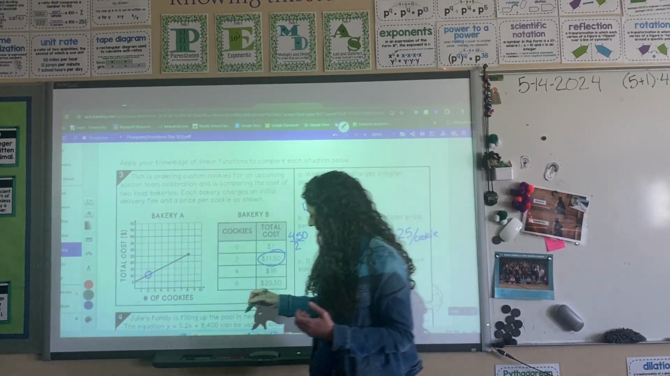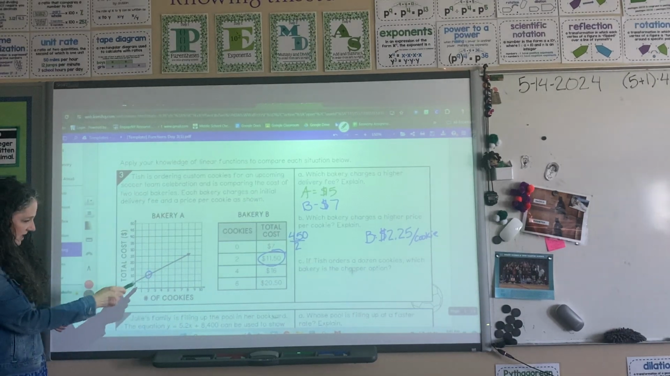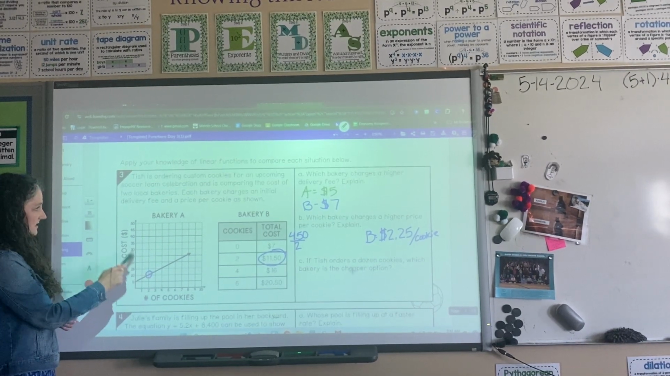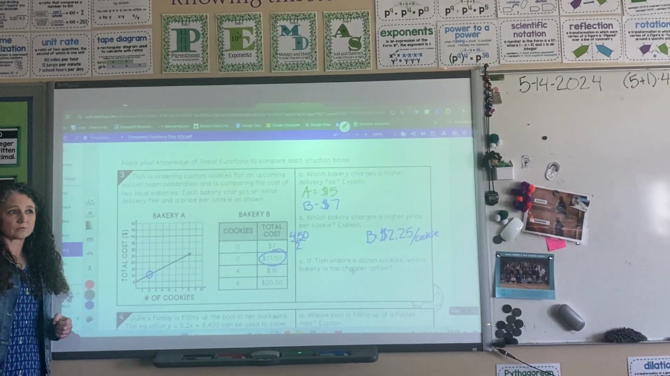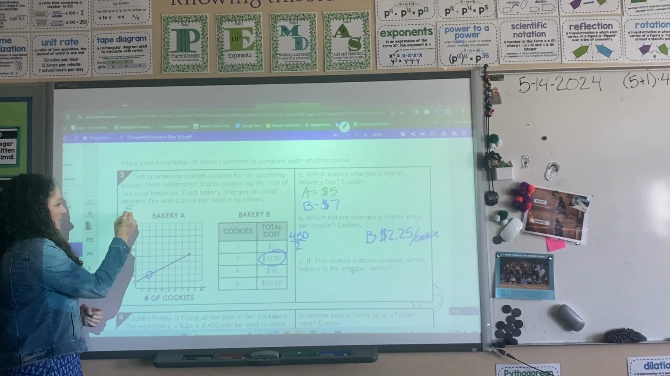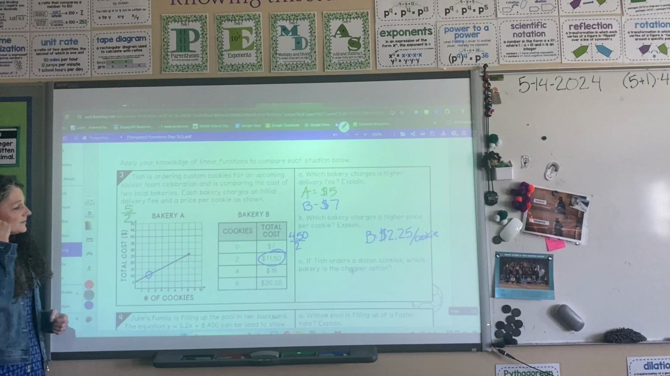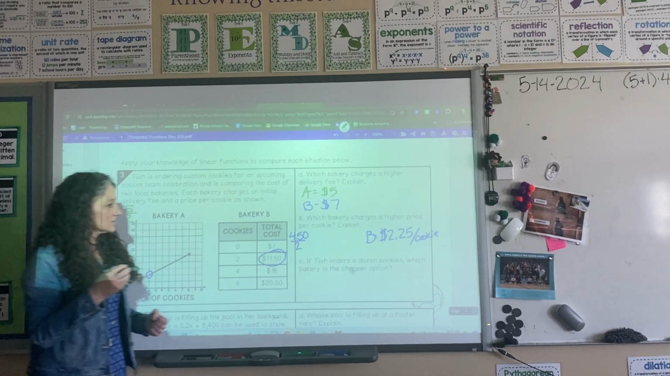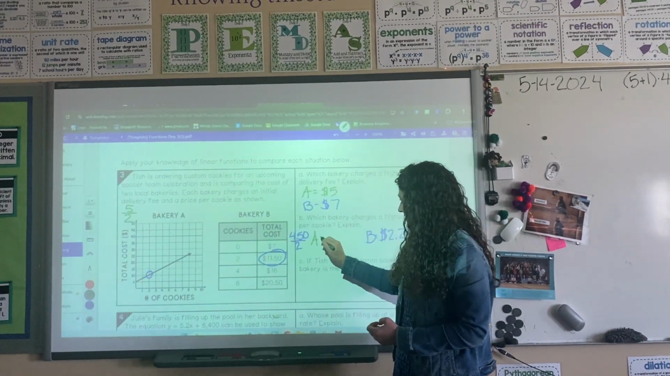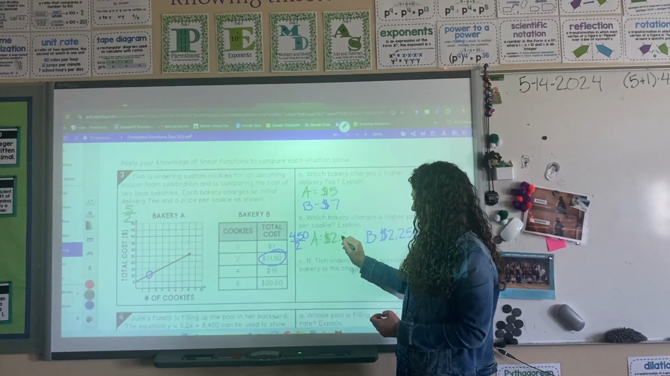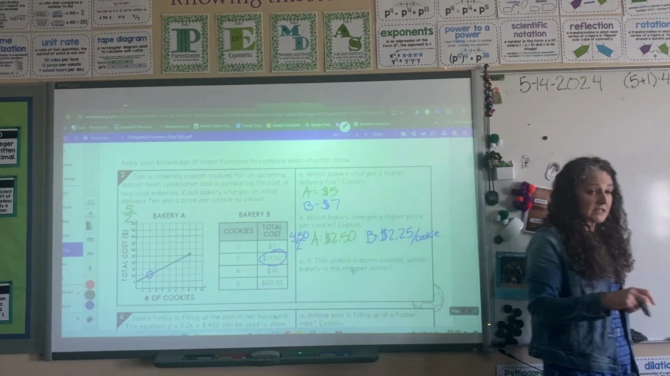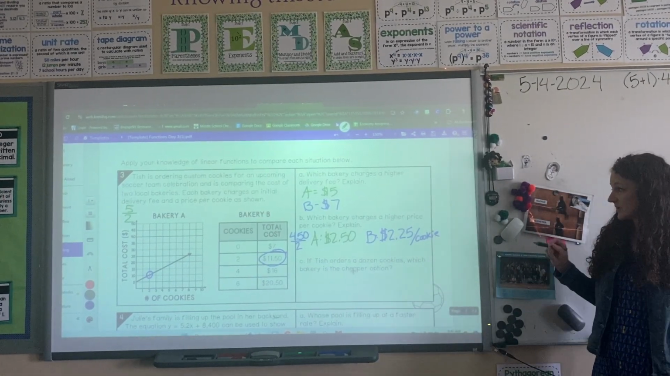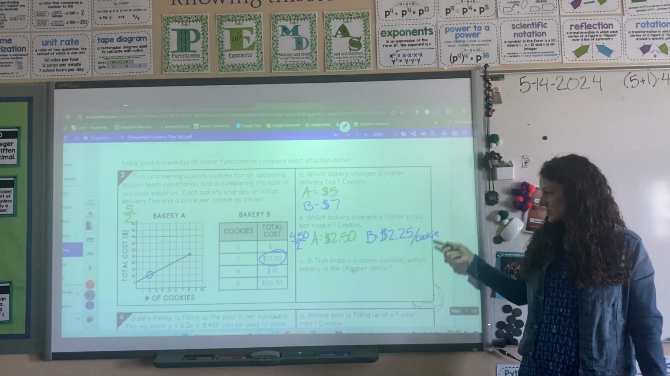So Bakery A, if I go from 0 cookies to 2 cookies, it goes from $5 to $10. So what's the change? $5 change. So we have $5 for 2 cookies. So how much is 1 cookie for Bakery A? What's 5 divided by 2? 2.5. So Bakery A's cookies are $2.50. Do you guys see it? Bakery A has a cheaper delivery charge, but they charge more per cookie. And Bakery B has a more expensive delivery charge, but they charge less per cookie.